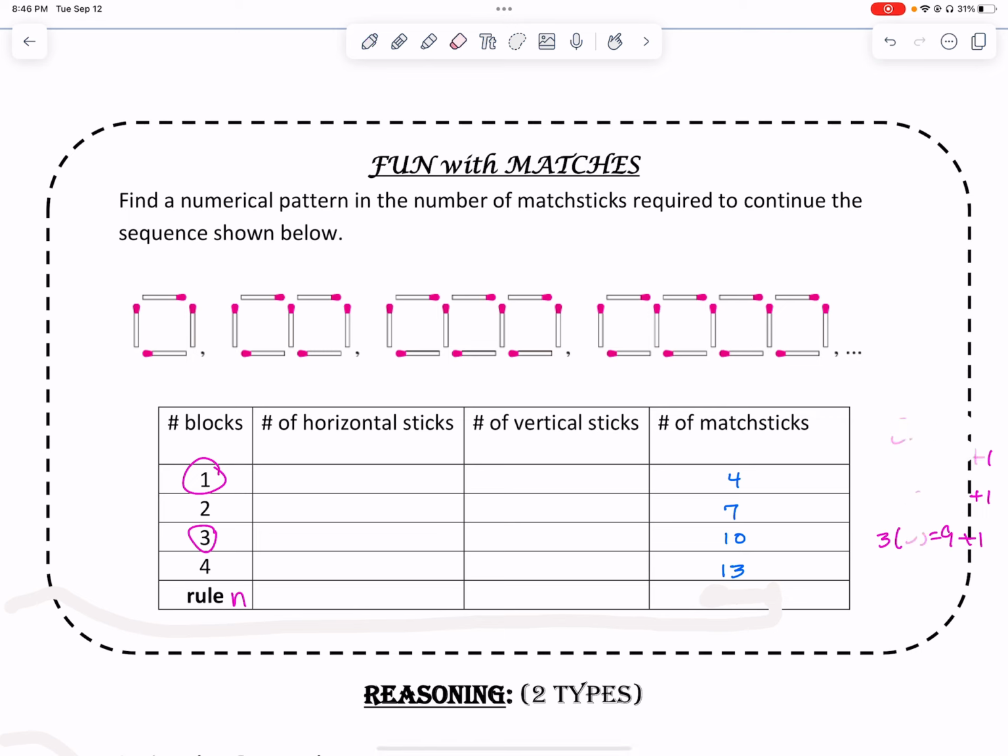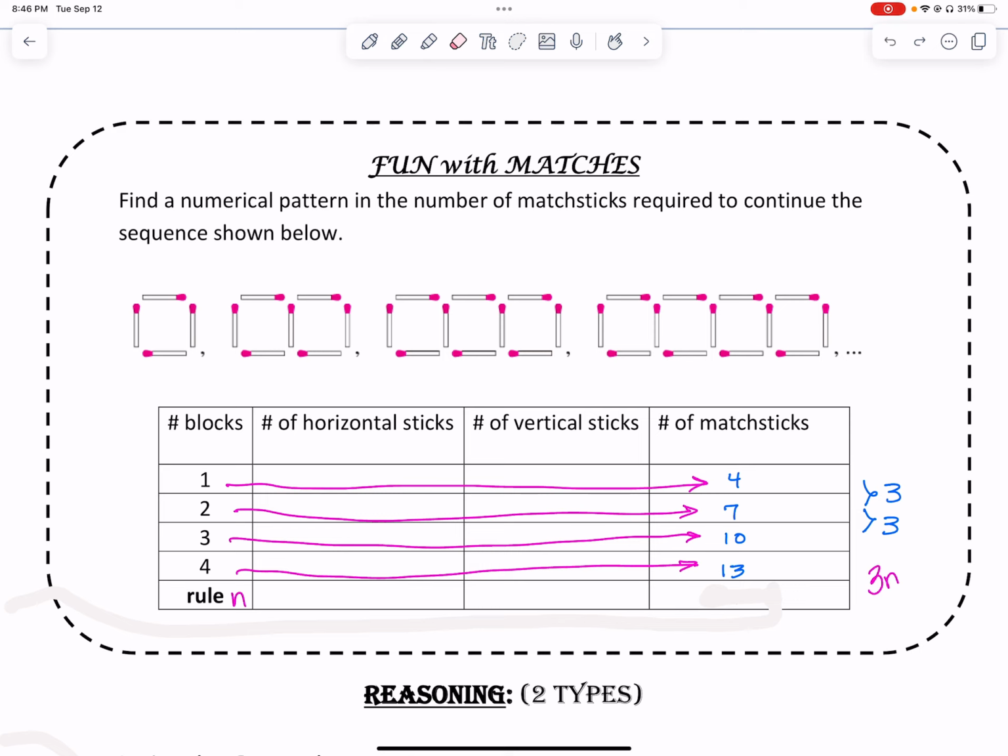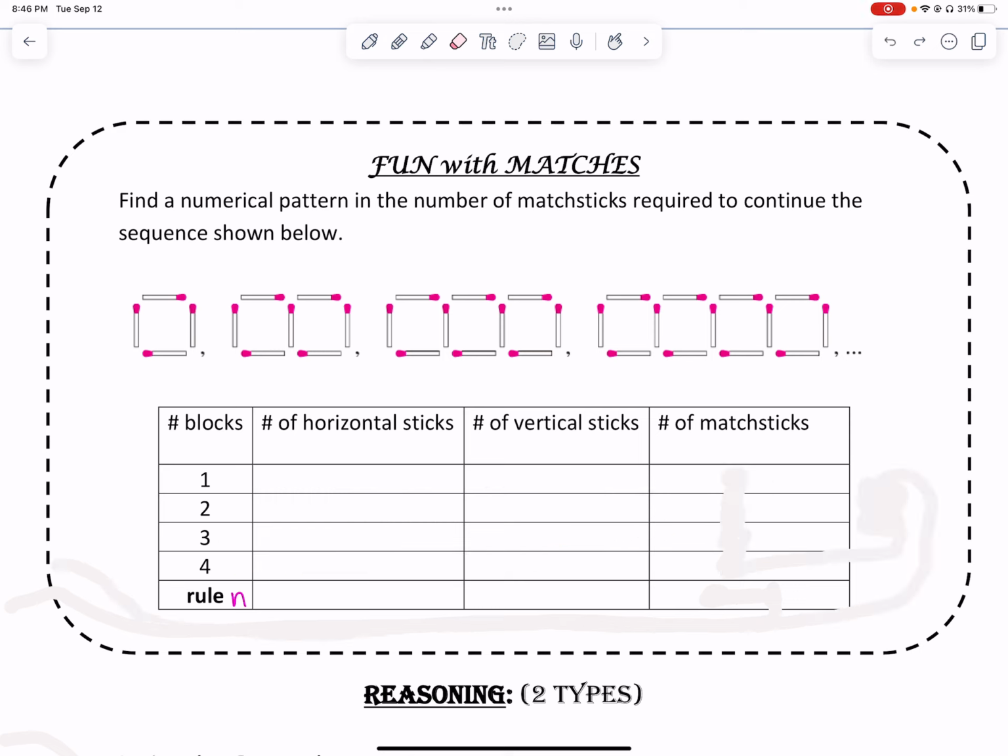Let's see. Hold on. All right, let me go back because I want to have all these guys. Sorry. I like to have all my answers when I finish. Okay. Is that everything? There we go. All right. So they go up by 3s. So 3n plus 1 is correct.